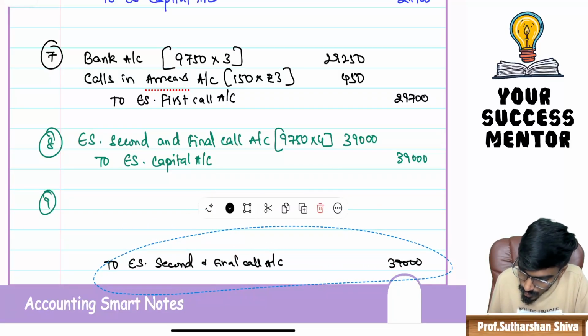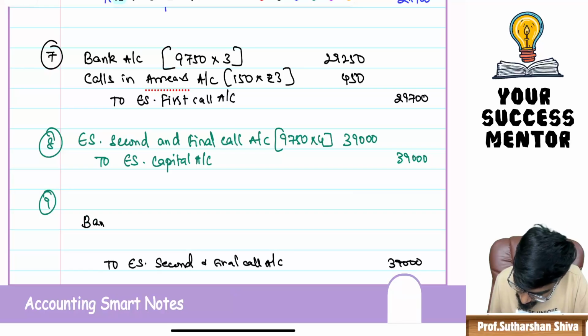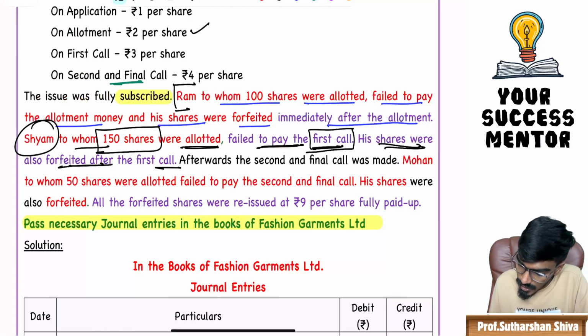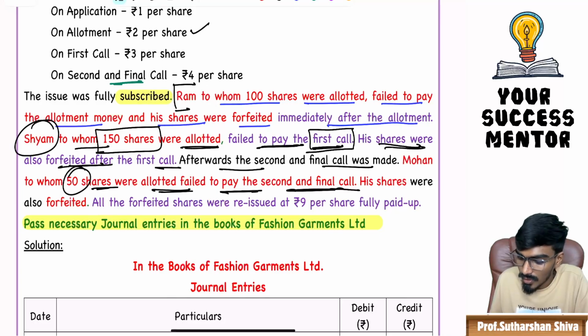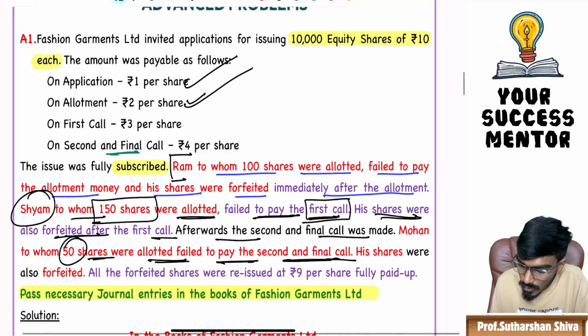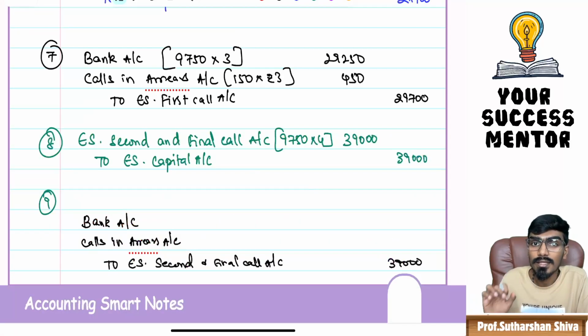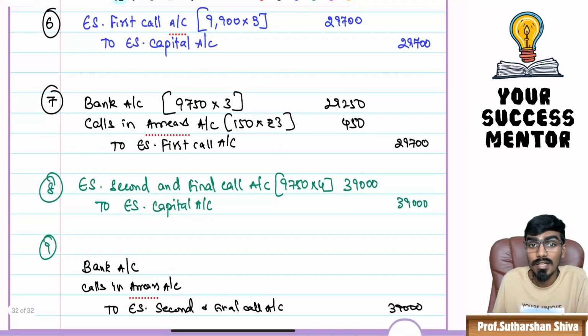But I don't know how much I'm going to collect and how much I'm not going to collect, so this will be written in two forms: bank account debit, calls in arrears account debit. Now what they said: afterwards, the second and final call was made. Morgan, to whom 50 shares were allotted, failed to pay the second and final call. So he paid the first and second correctly. Correct? Yes, sir. I also forgot one thing.